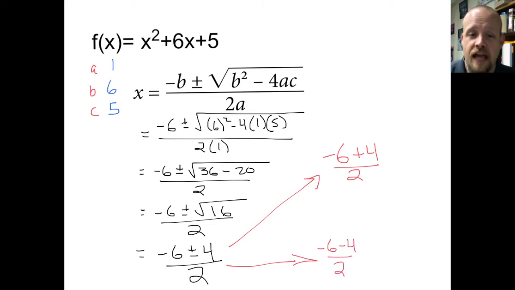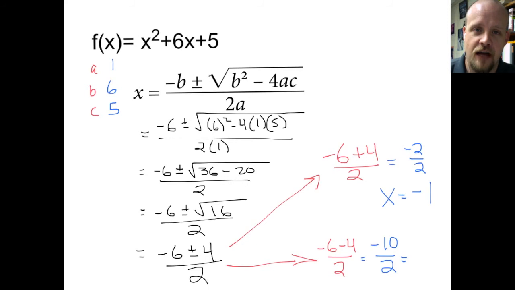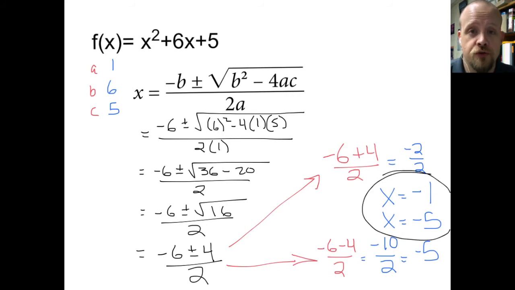As we work these out, negative 6 plus 4 equals negative 2, divided by 2. So that becomes x equals negative 1. Our second problem, negative 6 minus 4 becomes negative 10, and negative 10 divided by 2 will give us negative 5. So our second root is x equals negative 5. And those here are our new values. Those are our roots, or x-intercepts, or the zeros for our original problem. Because we were able to simplify that square root of 16 way back in the problem, our answer is a nice whole number.